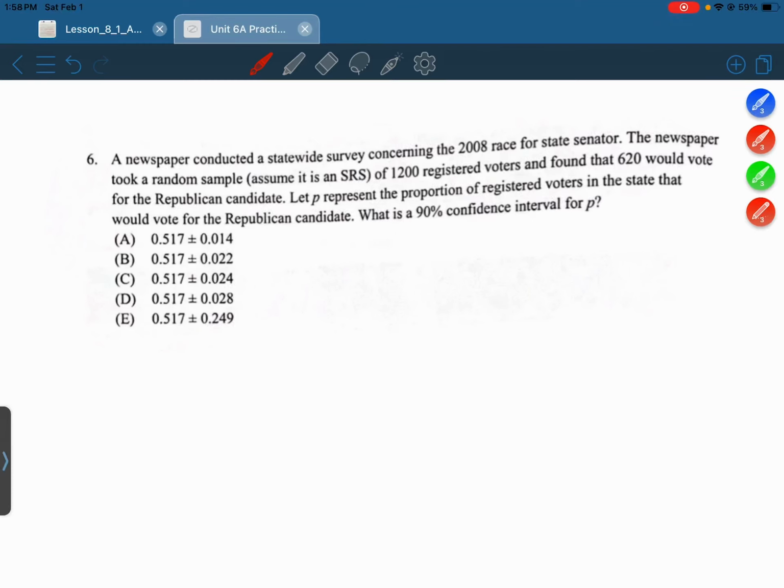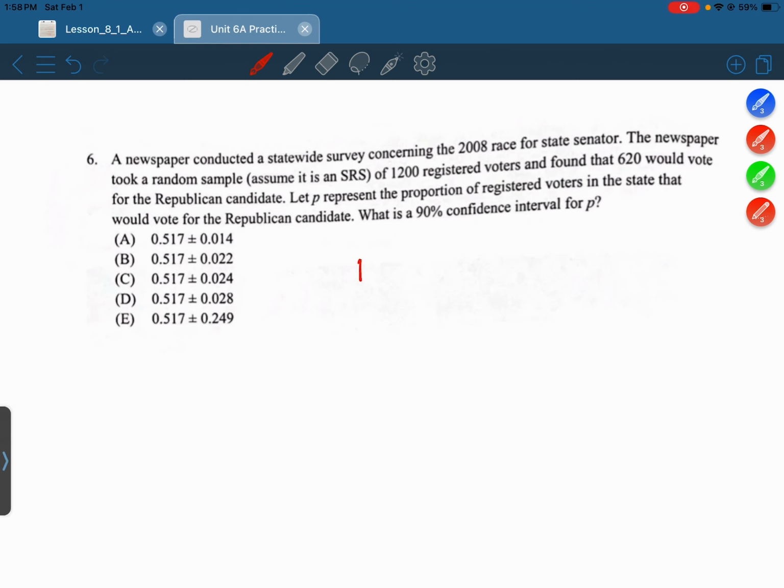Question number 6. A newspaper conducted a statewide survey concerning the 2008 race for state senator. The newspaper took a random sample, assume it's an SRS, of 1,200 registered voters and found that 620 would vote for the Republican candidate. Let P represent the proportion of registered voters in the state that would vote for the Republican candidate. What is a 90% confidence interval for P?